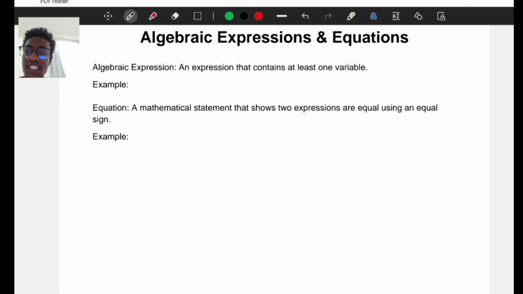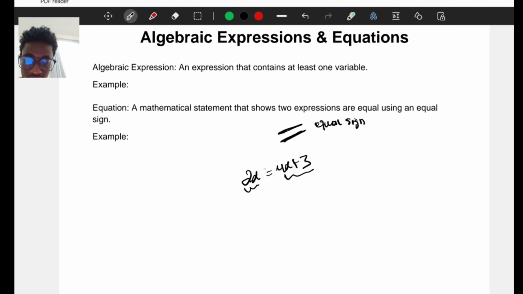When one mathematical statement shows two expressions connected with an equal sign, that statement is called an equation. For example, when we say 2x is equal to 4x plus 3, this is one expression, and this is another expression.